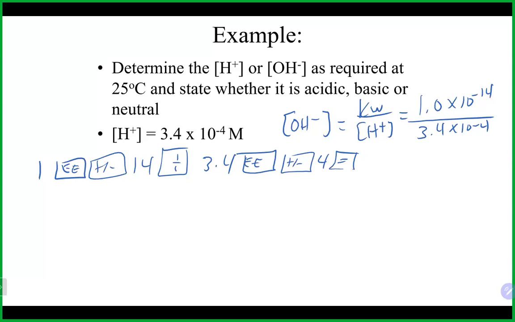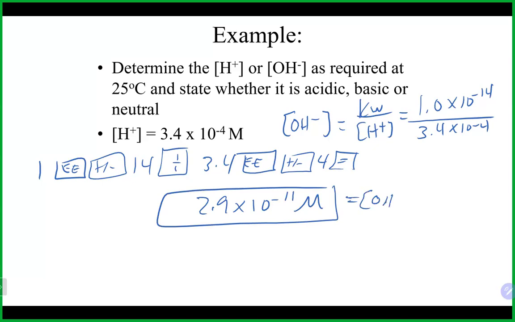That should give you 2.9 times 10 to the minus 11, and this would be molar as it is a concentration, and that would equal our OH- concentration in this case. Now we do want to compare at this point the H+ concentration, which is the acid part, to the OH-, which is the base part. Which one's larger? The H+ in this case is larger than the OH-.